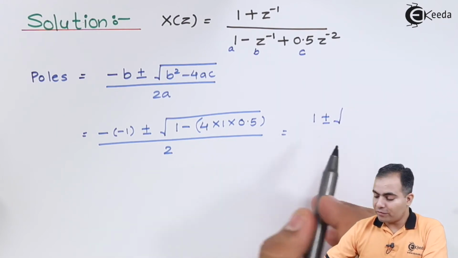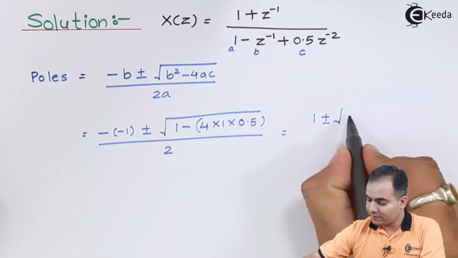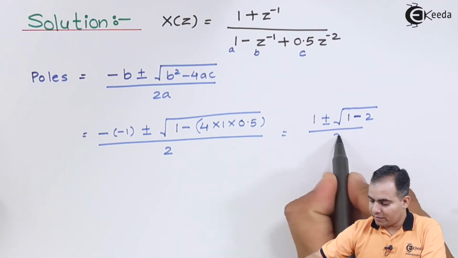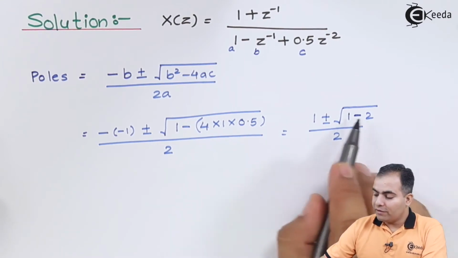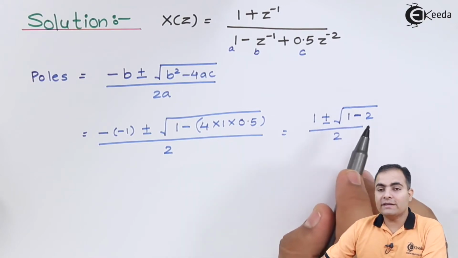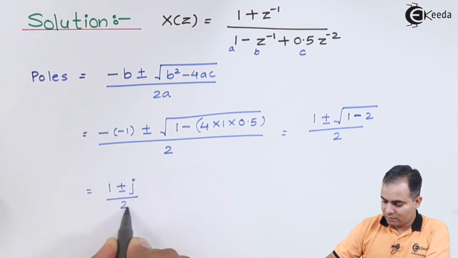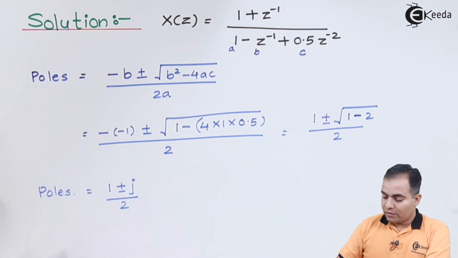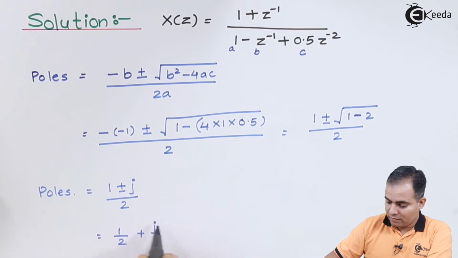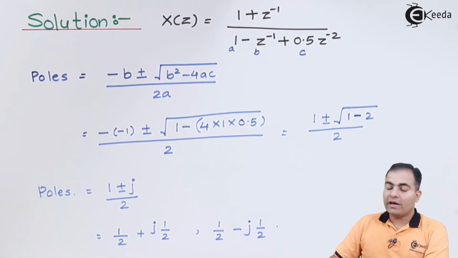Plus or minus, inside the square root, what we have? 1 minus 4 into 0.5. 4 into 0.5 is always 2, and the whole divided by 2. Now, we know that 1 minus 2 is minus 1, and if we take the square root of minus 1, what we will get? Answer is j only. So, the poles of this given function are half plus j 1 by 2 and half minus j 1 by 2.